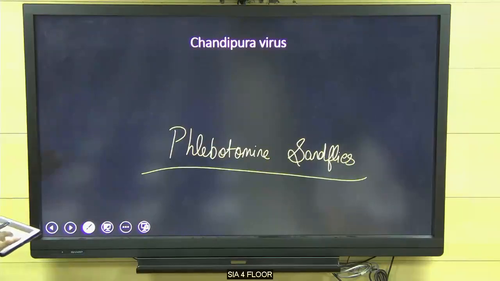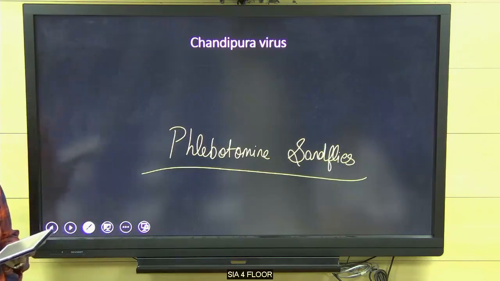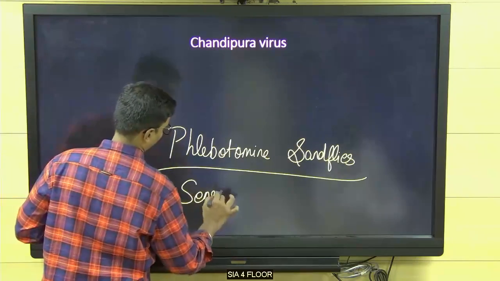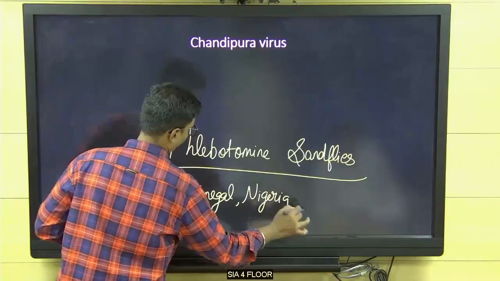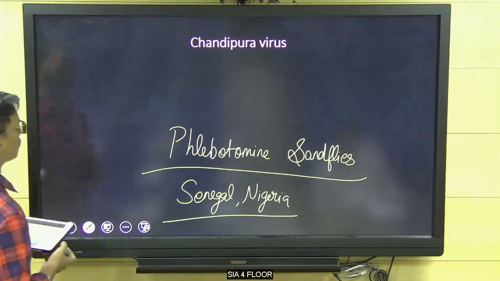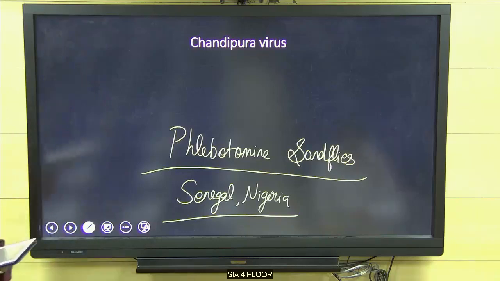And the most important thing, it is given an Indian name. If they ask or if they say it is endemic only to India, no. Chandipura virus was detected in Senegal, Nigeria. A few years before, this has spread to other parts of the world also. Just because it's given an Indian name doesn't mean it's present only in India. It's present in other African countries also. And it's endemic in India. It's not an epidemic or a pandemic. It's in a controlled manner.